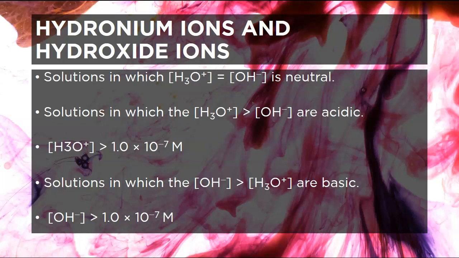Where the hydronium count overtakes the hydroxide count, that's acidic. So that would mean that hydronium concentration is greater than 1.0 times 10 to the negative 7th. On the other hand, basic solutions would mean my concentration of hydroxide is greater than 1 times 10 to the negative 7th molar.